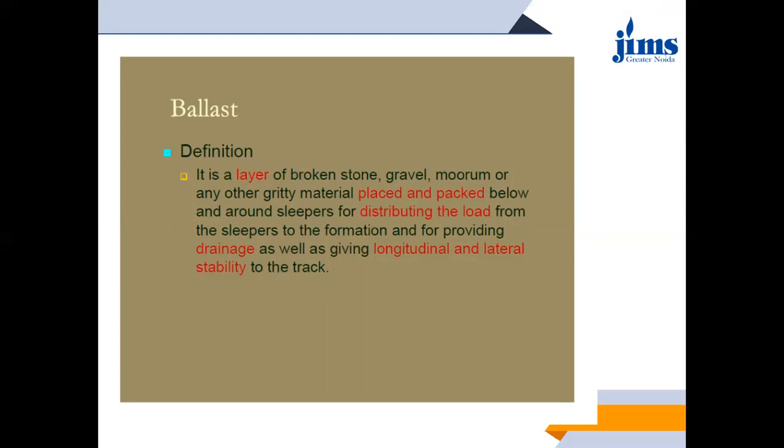Plus, these ballasts are also useful for providing drainage as well as providing longitudinal and lateral stability to the track. So these are all the red marked phrases in the slide. These are the important purposes which ballast serves on the railway track.